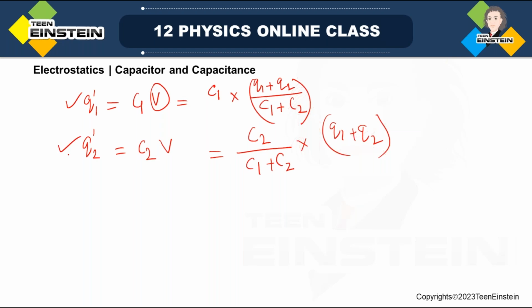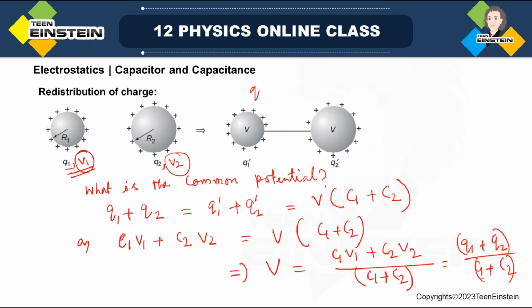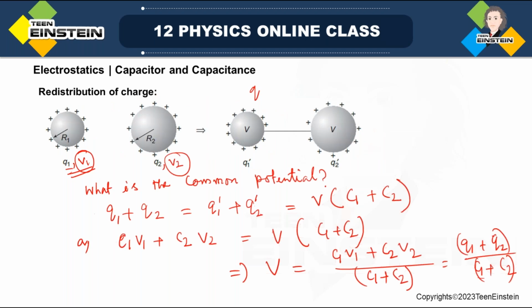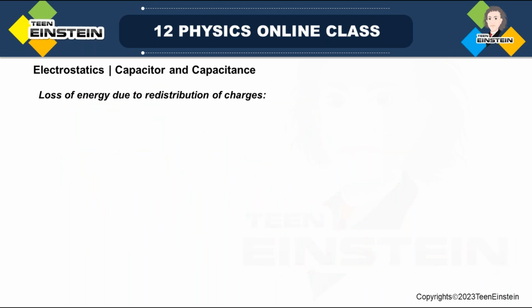All right. So now, once this charge distribution happens, it is seen that there will be loss of potential energy. But what is that loss? How much loss happens? How to find out that? So how do you find out the loss of energy? We'll just find out now: loss of energy due to redistribution of charges.